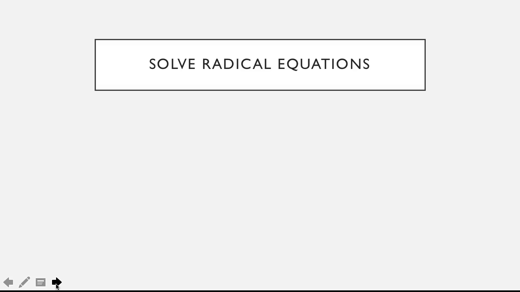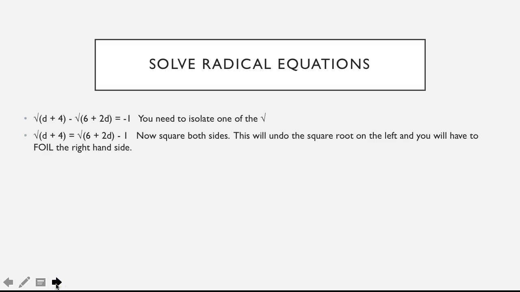And now, solving radical equations. We have the square root of d plus 4 minus the square root of 6 plus 2d equals negative 1. You need to isolate one of the square roots. I chose to do that by adding the square root of 6 plus 2d to the other side. And now you have to square both sides. This will undo the square root on the left, and you will have to FOIL the right-hand side.